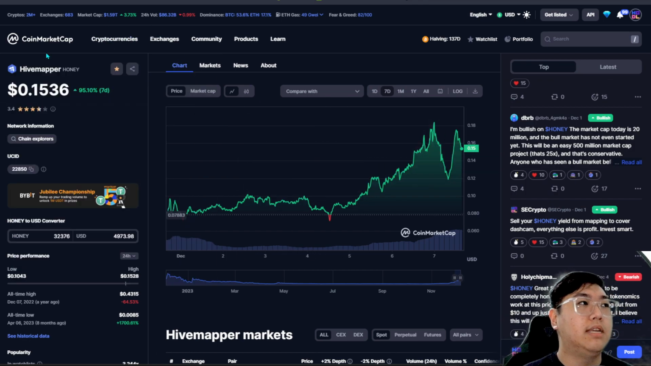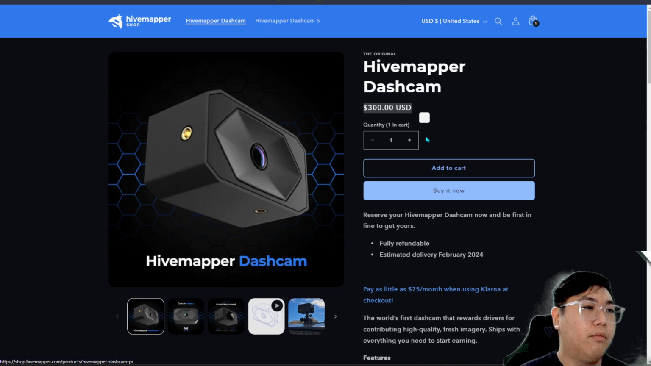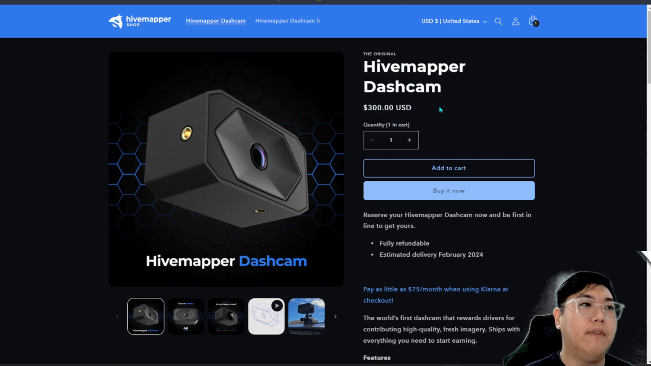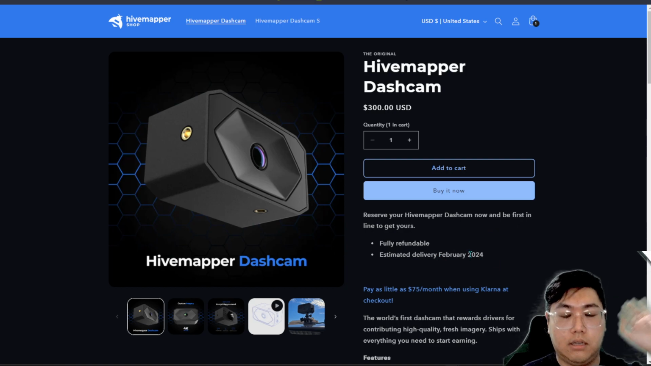So over here, what I would say is the best investment that you can do, not financial advice again, just my own personal opinion. Number one, you can just risk $300 to get this HiveMapper dashcam itself. I would say, why buy the device, instead just buy the honey token? Of course, if you buy the device, you have to wait, but there's a concept behind it.